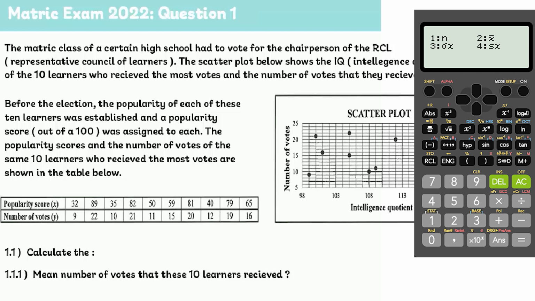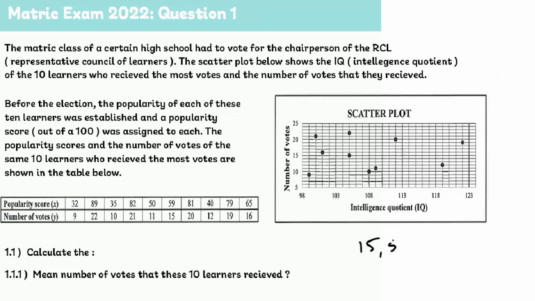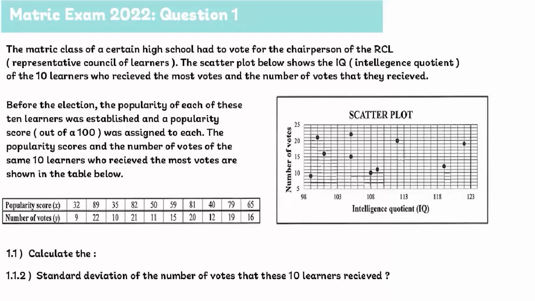Now, what I'm interested in, it says the mean number of votes. I'm interested in the mean, so it's like an X with a dash on top. Mine is number 2, and I'll say enter. And I get an answer of 15,5. So Y is equal to 15,5.